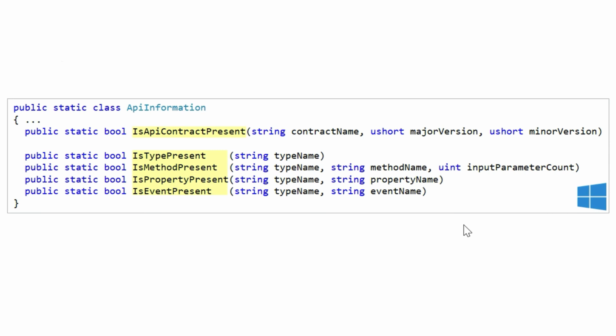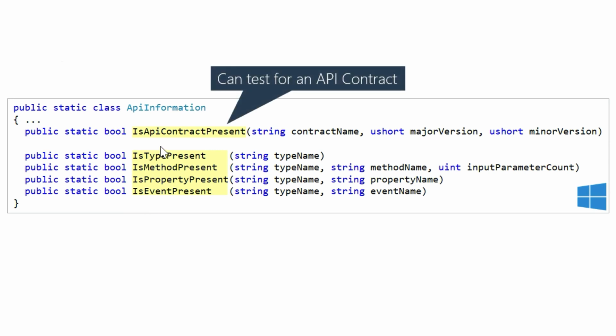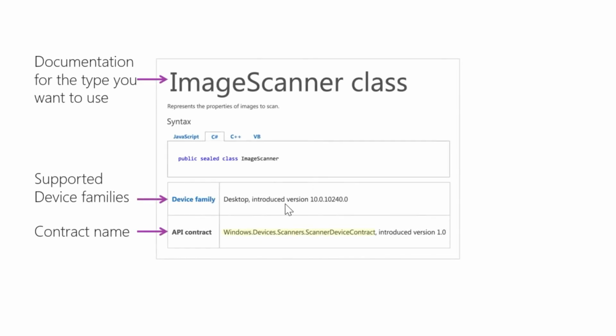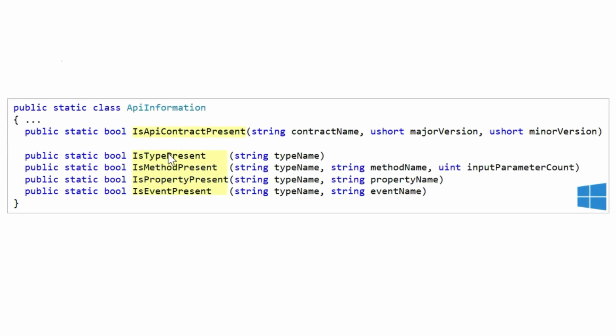And to do that, we use the API information class. This first method right here, see how it returns a bool, is API contract present. You pass in the name of the contract, and the contract name there, let me go back, is this string right here. See, it says API contract, Windows devices, scanner, scanner device contract. So you grab that string, you call this method, passing in that string. You can pass in version numbers. There's a few overloads of this method that take different selections of version numbers. We'll talk about versioning in the next section. Here we're mostly just concentrating on whether or not the contract is present.